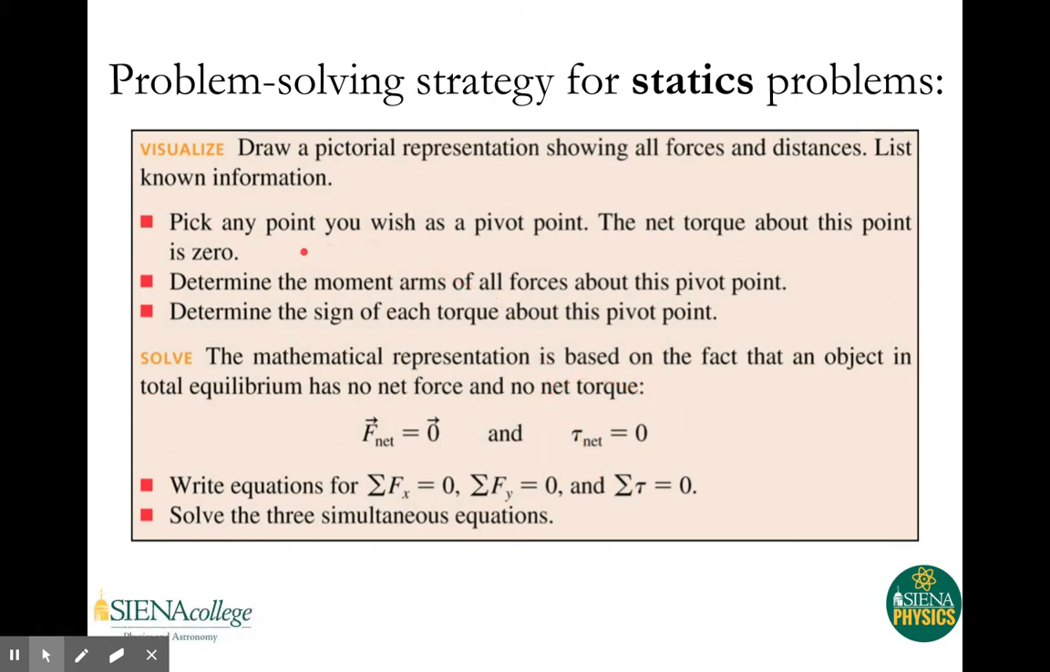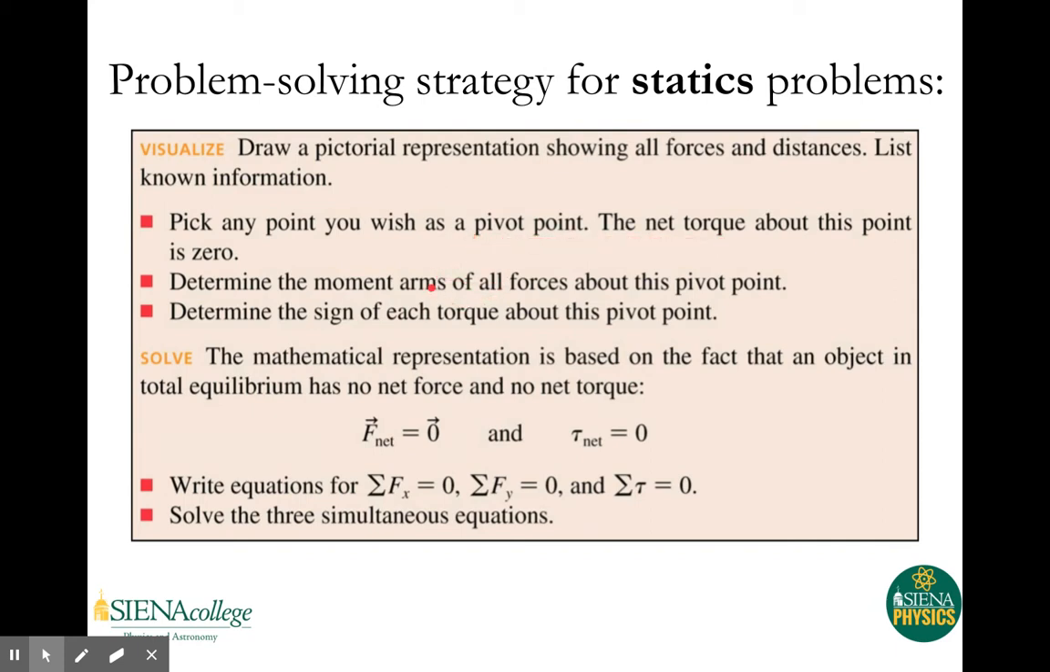So what we're going to do, instead of writing just a free body diagram, is draw an extended free body diagram. So we're actually drawing the whole physical length of the objects that we're analyzing. We can pick any point we want as the pivot point, because the net torque about any point has to be 0. So we can pick a pivot point that's convenient for us.